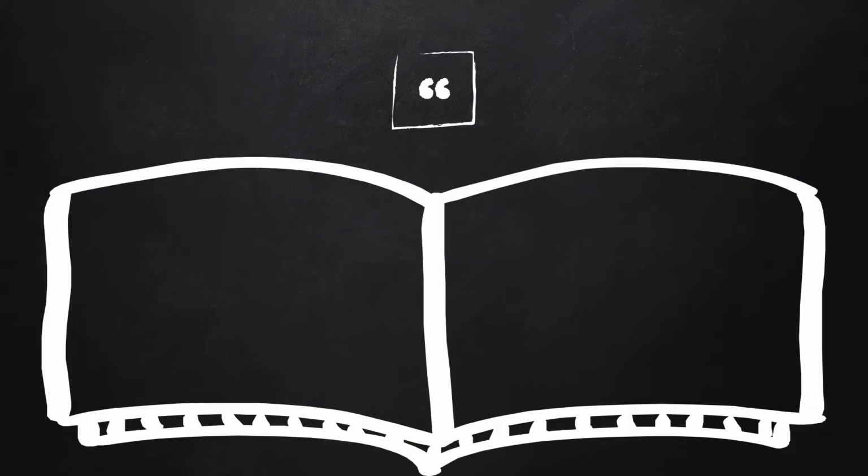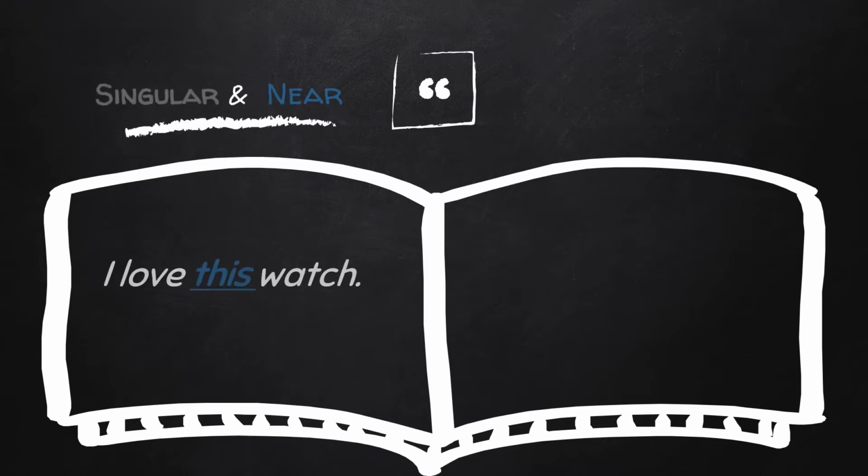An example of a singular and near demonstrative pronoun. I love this watch. The pronoun this is used when the object whom the speaker is referring to is near. This suggests that there is a physical connection between the speaker and the watch. The speaker may be wearing it.